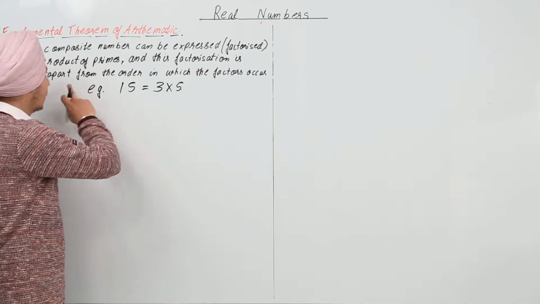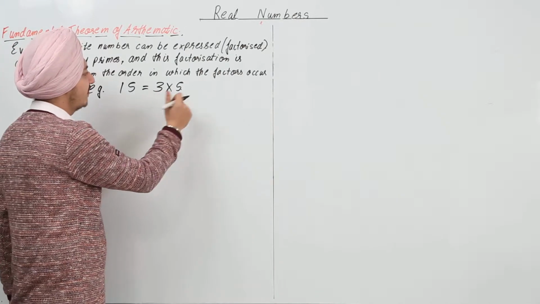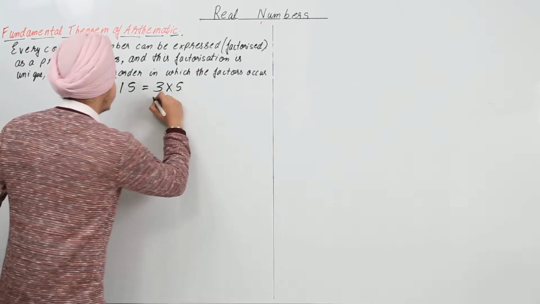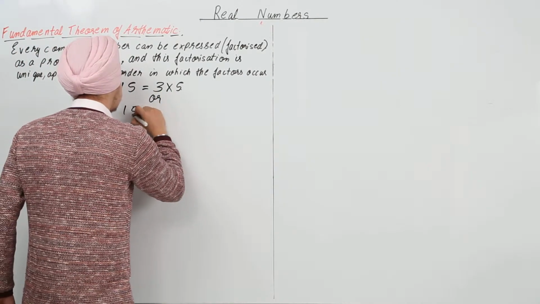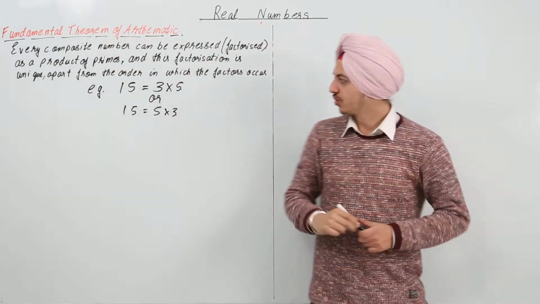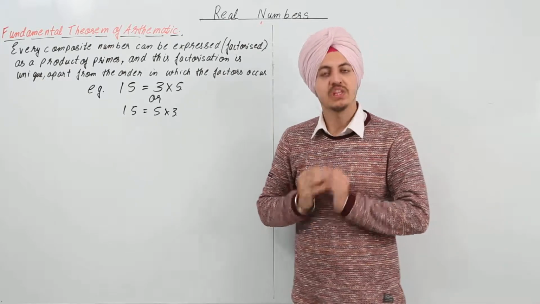So, what does the last line mean? The last line means that this order, like 3 and 5, can vary. Like 15 can be written as 3 into 5, or this 15 can also be written as 5 into 3. Correct? So, this order differs, but the factors will always remain the same.